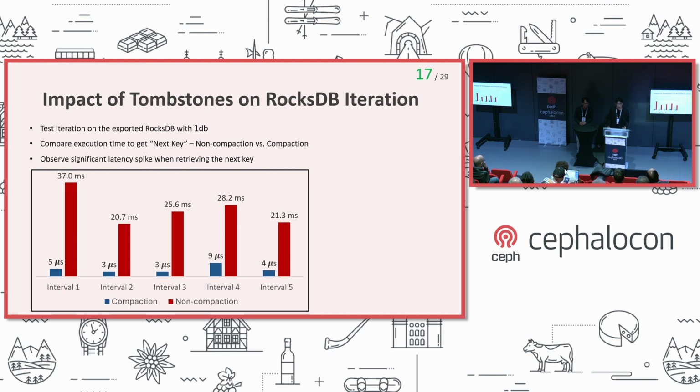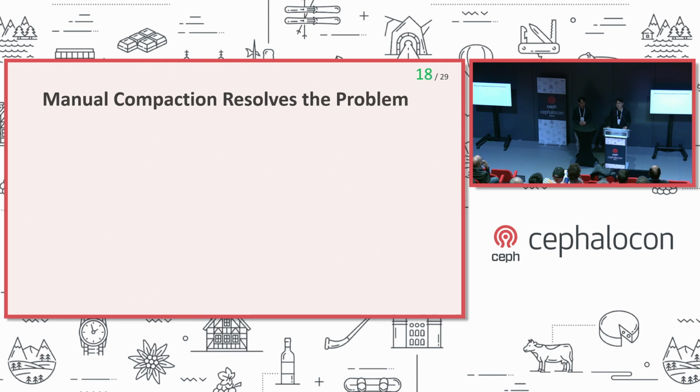The blue bars represent the compacted state, typically in the range of microseconds. On the other hand, the red bars, representing the non-compacted state, show significantly higher latency, often in the range of milliseconds. In the non-compaction case, the latency spikes dramatically, especially at interval 3, where it increased by up to 8,500 times compared to the compacted case. On average, the latency was 6,000 times higher for the non-compacted case. To address the tombstone issue, we performed manual compaction on the OSDs.